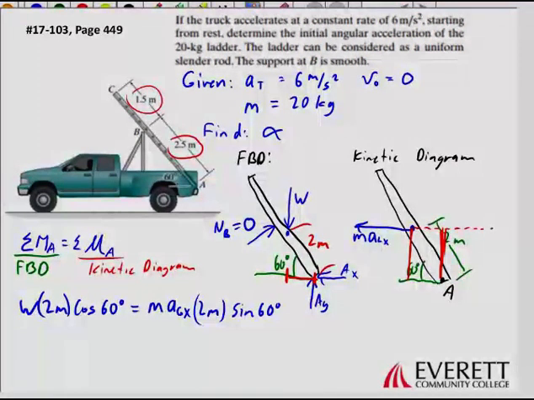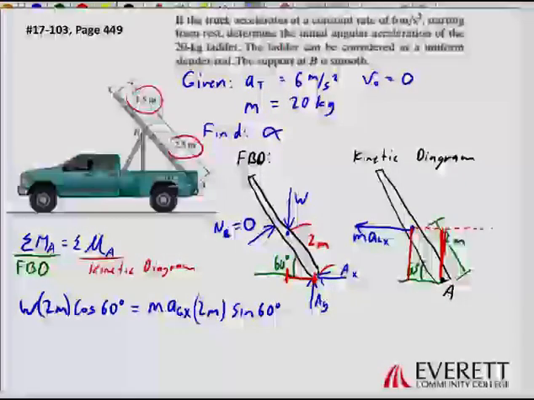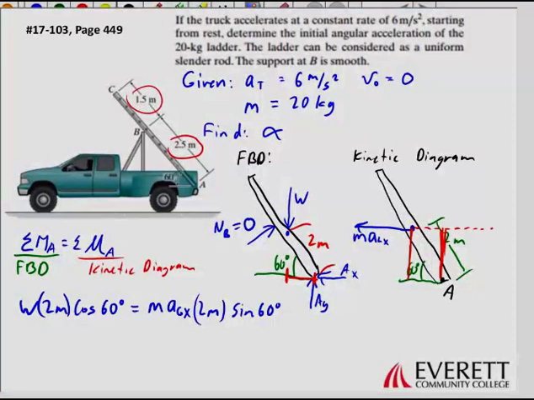Okay, we have enough information here now to solve for that acceleration that would cause the ladder to rotate. So the weight of the ladder is 20 kilograms. I'm going to go ahead and plug that in. I'm sorry, that's the mass of the ladder. So we have to find the weight of the ladder. I'm going to put it up here in my givens. The weight of the ladder is going to be equal to 20 kilograms times 9.81 meters per second squared.